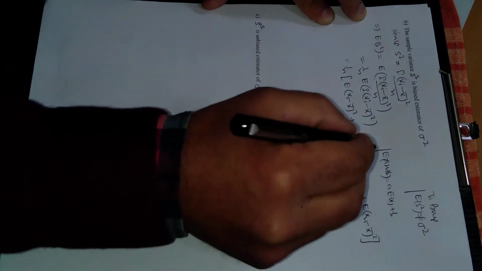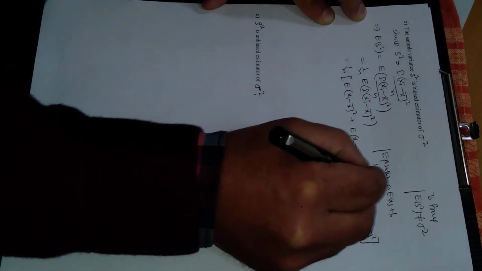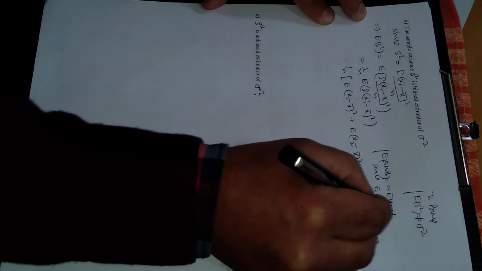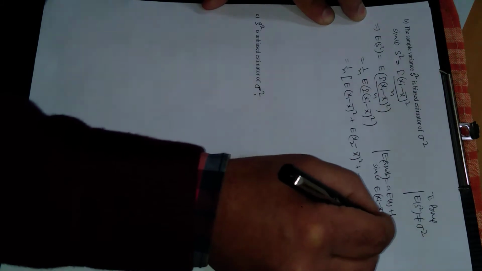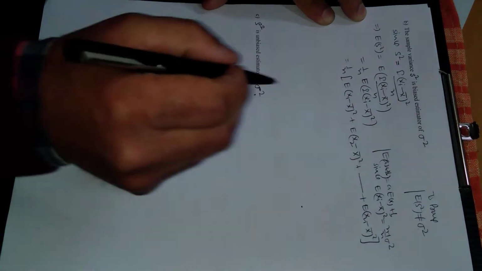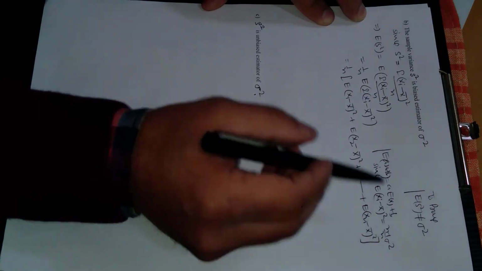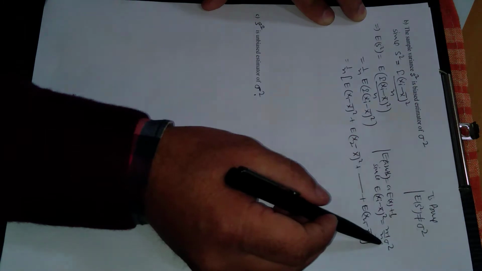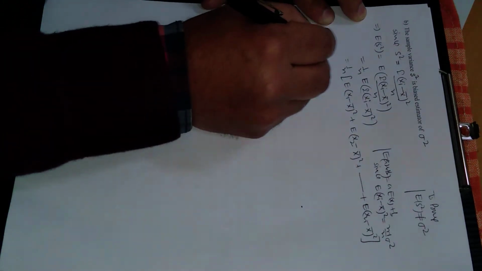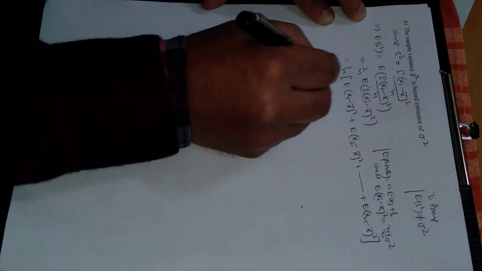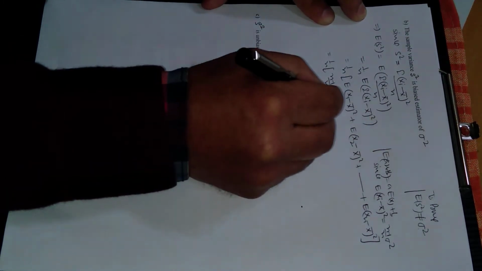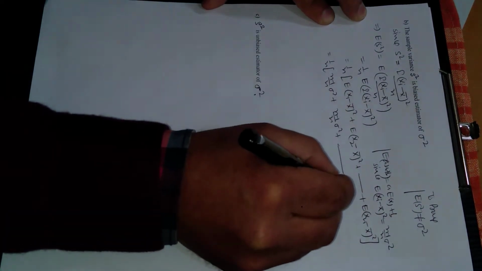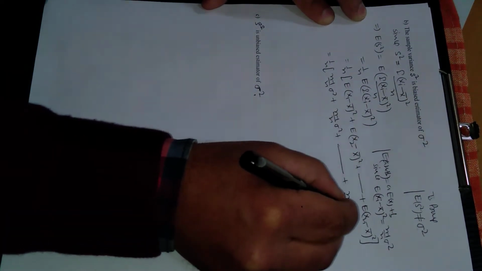Since we know this result, the expected value of xi minus x bar whole square is equal to n minus 1 upon n into sigma square. It means E of x1 minus x bar will be this one, E of x2 minus x bar will also be this one, and E of xn minus x bar will also be this one. So using this result, the first term will be n minus 1 upon n into sigma square, the second term will also be n minus 1 upon n into sigma square. Continuing this way, the last term will also be n minus 1 upon n into sigma square.